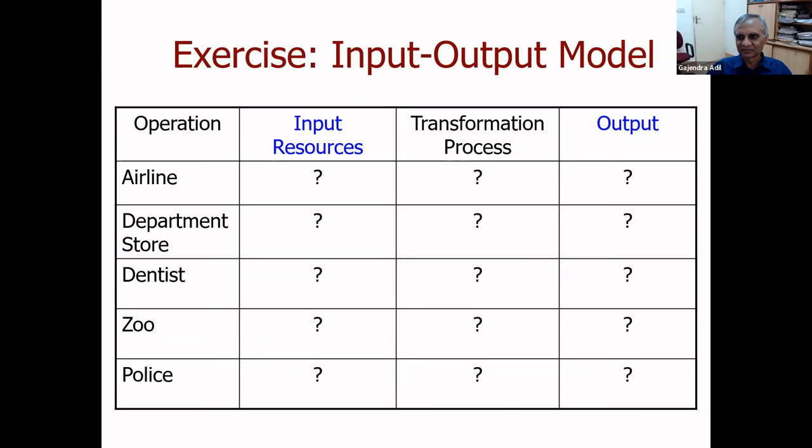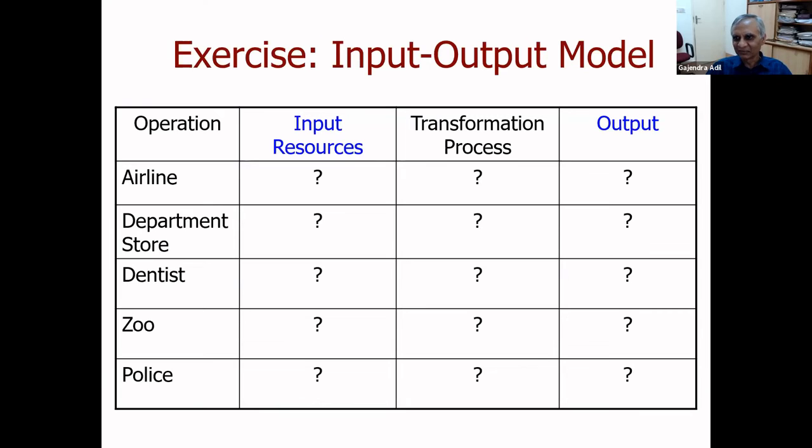Udit? Yes, sir. I was about to mention the tools as well. And output is hopefully a healthy patient, right? Okay. Sir, why are we not mentioning the service as an output, like in an airline or even in the dentist? Yeah, we are also providing a service. Definitely. Service is an output. So whatever we are saying is not exhaustive. So yeah, you can add.